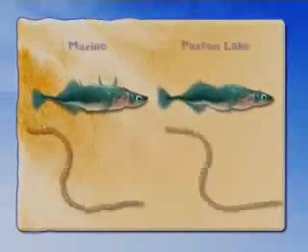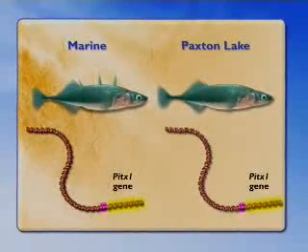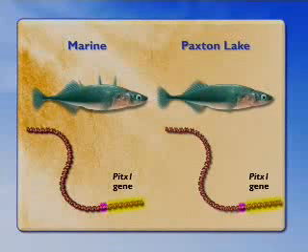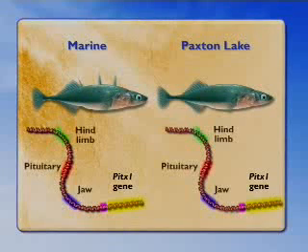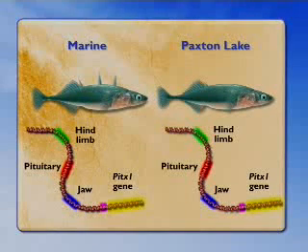So what do we think is happening? That's summarized in the final brief animation. Both the marine and the pelvic-reduced population have a PITX1 locus. The coding region of the gene is still intact in both populations. This gene, we think, is surrounded by a series of these regulatory switches that cause it to turn on in specific body parts like the jaw or the pituitary or the hind limb.